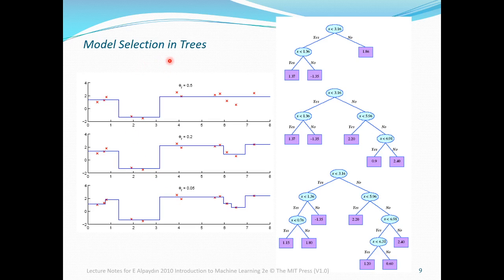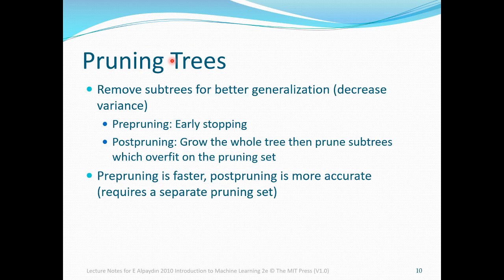This slide shows us examples of model selection in trees. By pruning, we mean that the lower ends, that is the leaves, of the tree are snipped until the tree is much smaller. Remove subtrees for better generalization, that is, decrease the variance. Pre-pruning is early stopping. Post-pruning is growing the whole tree, then pruning subtrees which overfit on the pruning set. Pre-pruning is faster, post-pruning is more accurate, and it requires a separate pruning set.